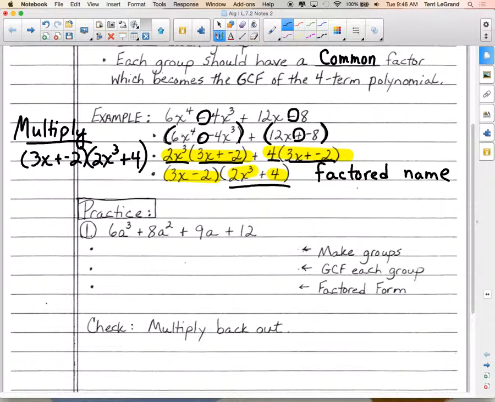Anybody get it to go back to its other name? Yeah. Those of you who are still working on it.